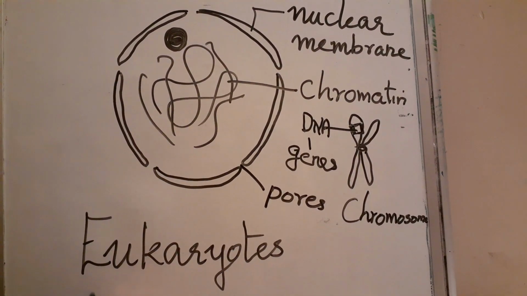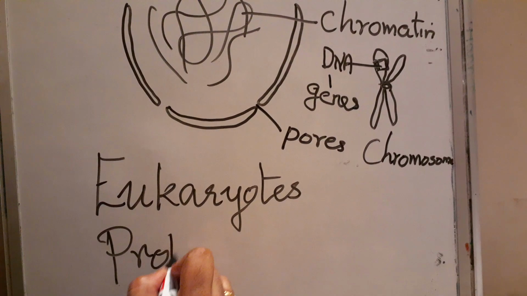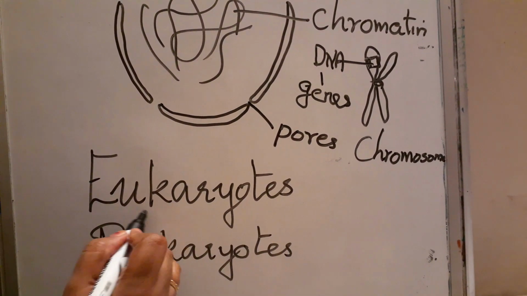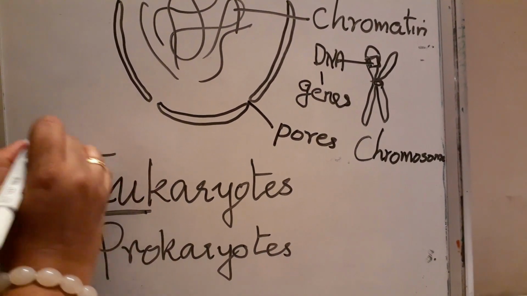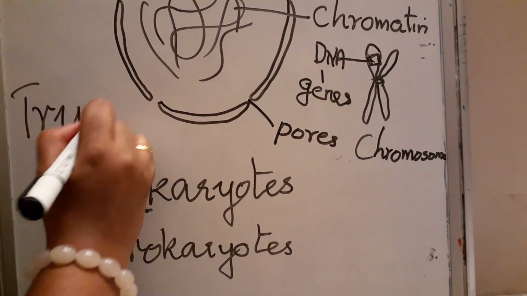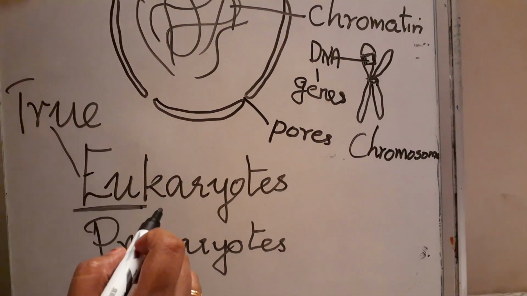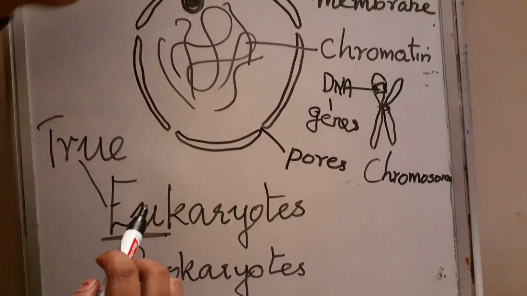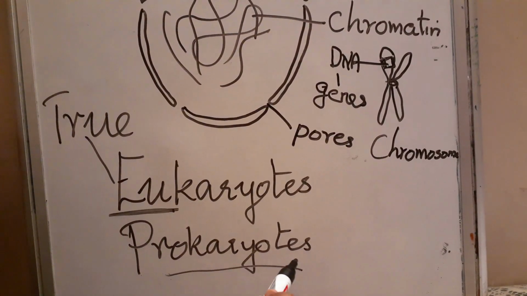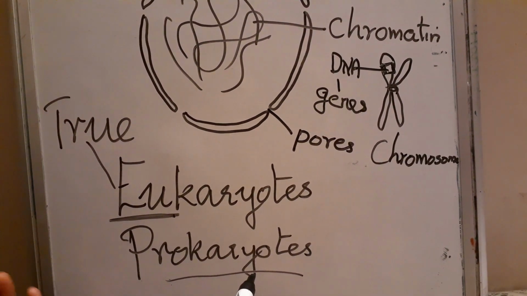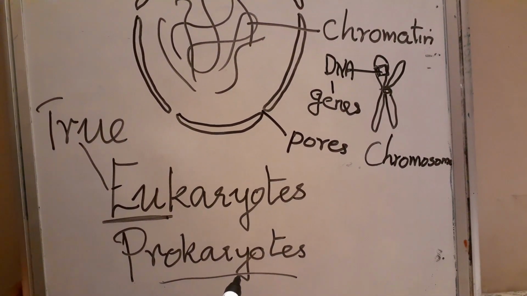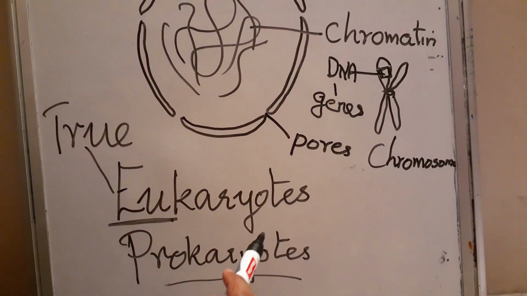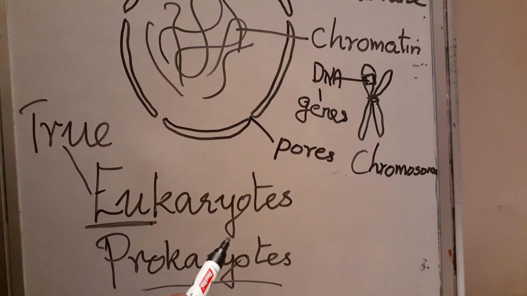If the nuclear membrane is absent, it is known as the prokaryotes. U in EU means true. If the organism has a nuclear membrane, this is known as the eukaryotes, true nucleus. If the nuclear membrane is absent, this is known as the prokaryote, which we can see in the case of blue-green algae and bacteria. Eukaryotes are plants, animals, human beings, all of that type are eukaryotes. I hope it is clear to you.